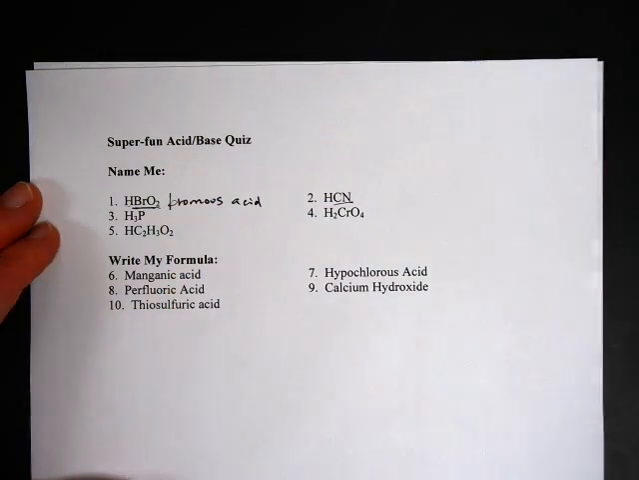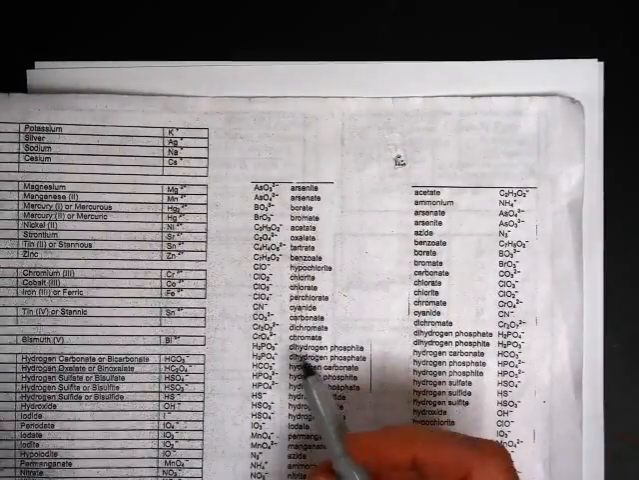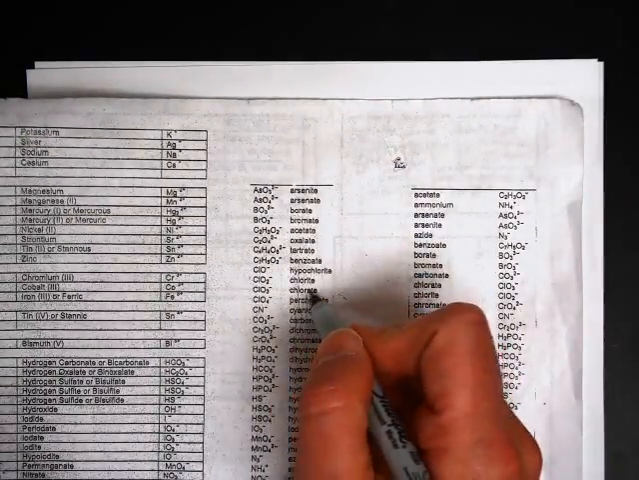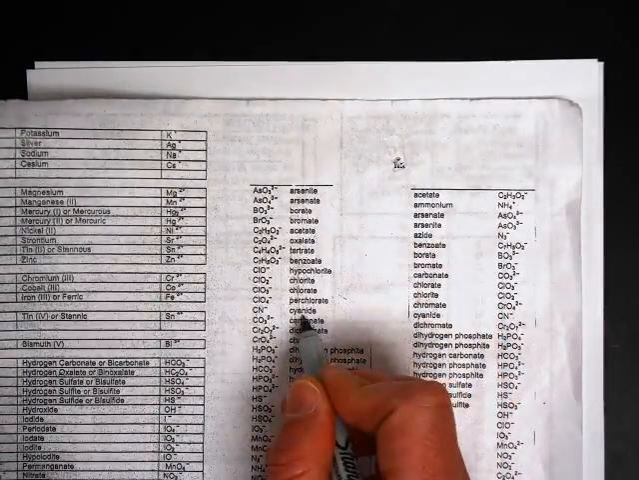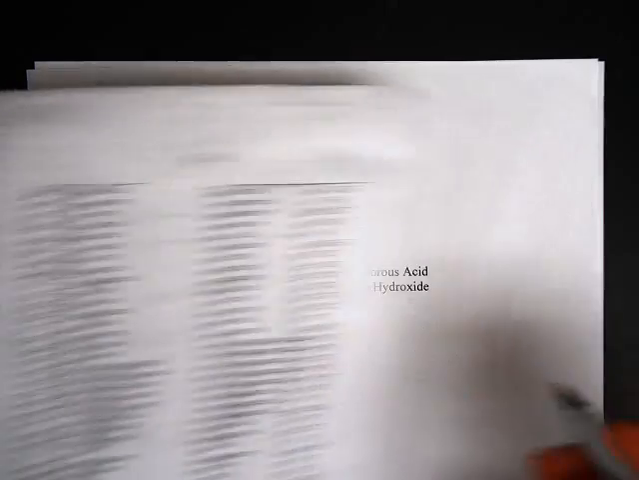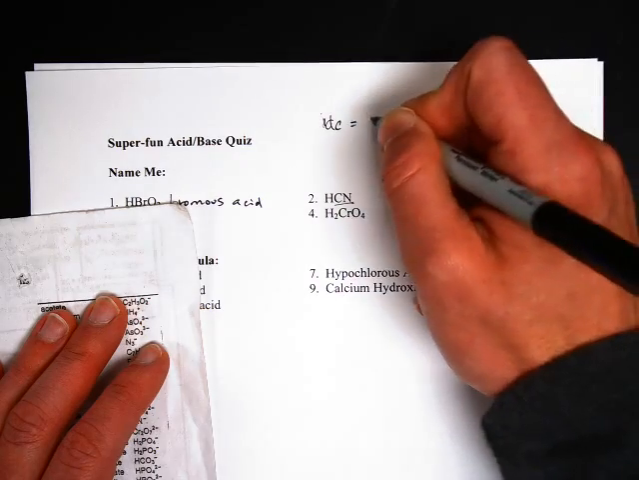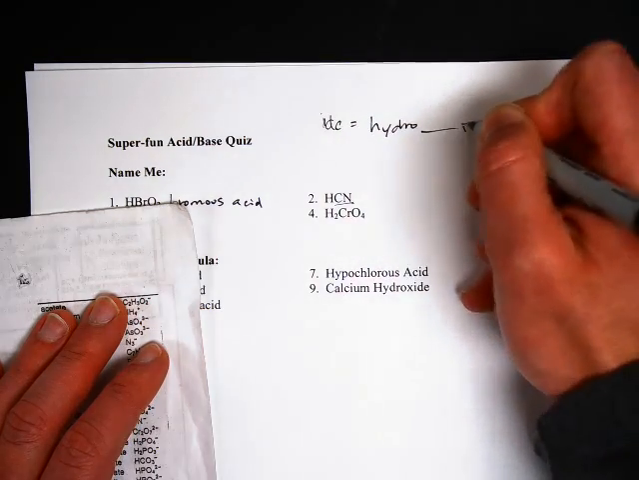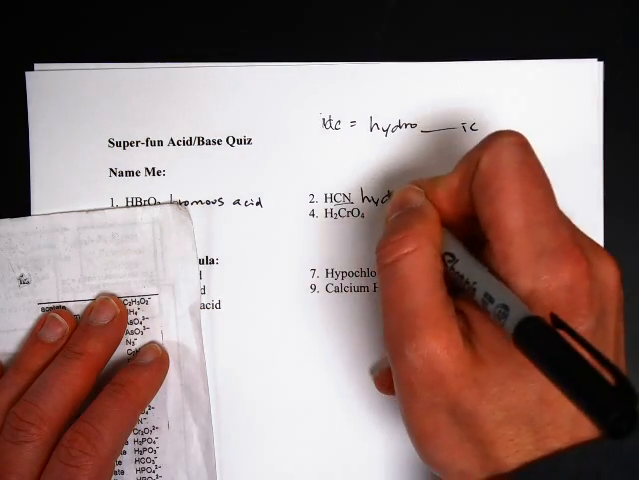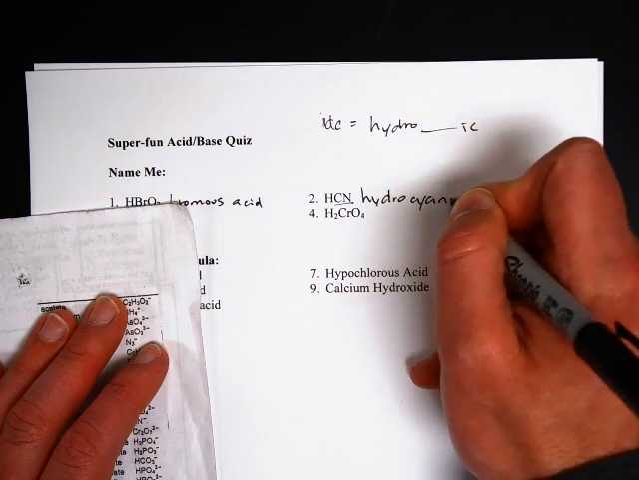For HCN, this is an exception that we looked at in class today. CN is cyanide, and it's right here. And it ends in IDE. So the rule for IDE is that you go hydro-blank-ic acid. So this is hydrocyanic.